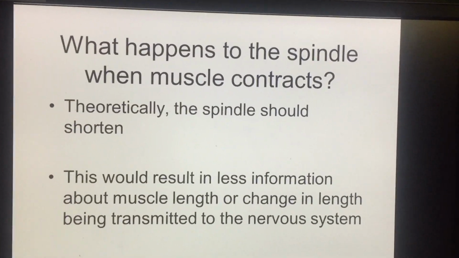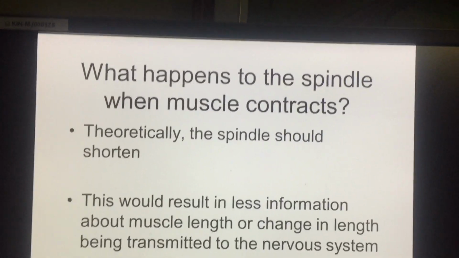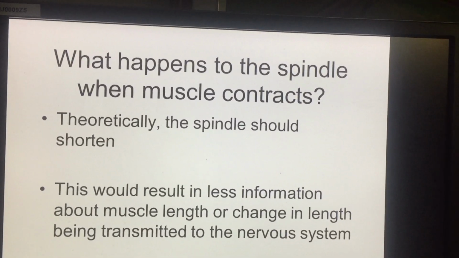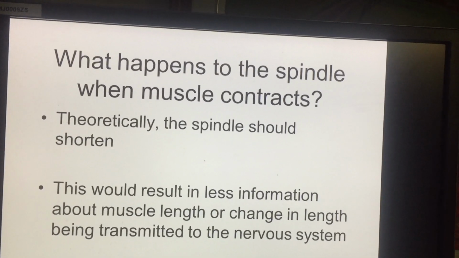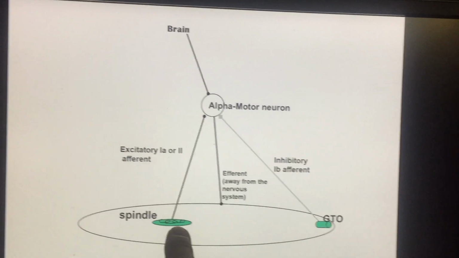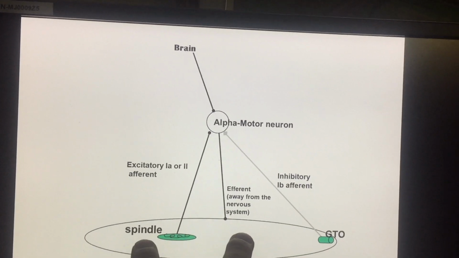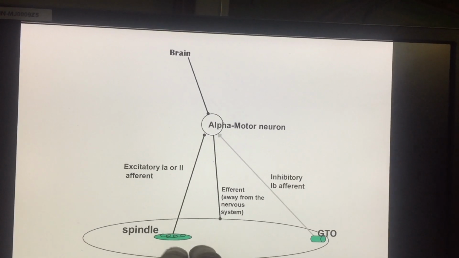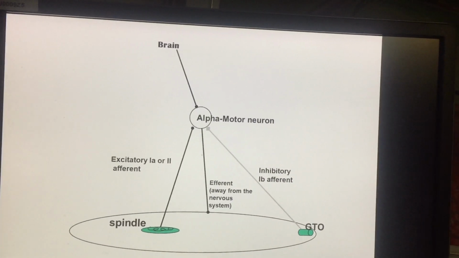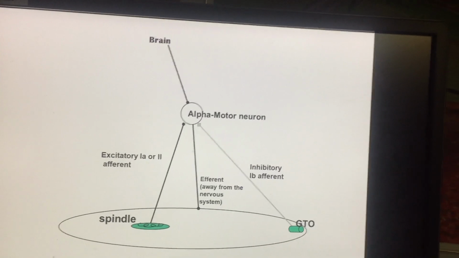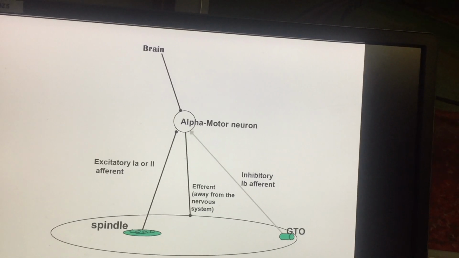So one problem with this whole system is that if your muscle is contracting, theoretically the spindle would shorten, and that would result in less information about muscle length or change in length being transmitted to the nervous system. This spindle is activated when your muscle is stretched, and it's activated if the muscle is stretched fast. So it's activated by the amount of stretch and also by the rate of stretch. And it's important, if your muscle is being stretched, to have that reflex contraction.